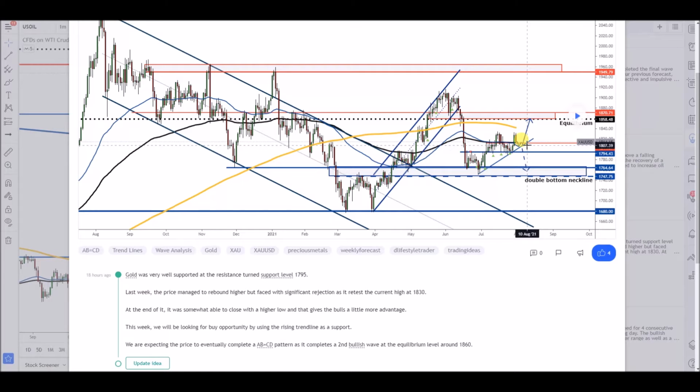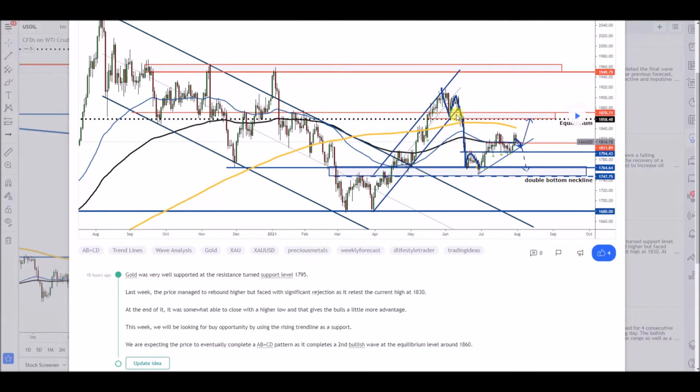So this week we will be looking for buying opportunities by using the rising trend line as a support, and we are expecting the price to eventually complete an ABC pattern as it completes the second bullish wave at the equilibrium level around 1860. Essentially, what that means is we are looking to buy as the price pulls back right here. As you can see, what I did not mention in this post is that if you are able to identify, this is actually an Elliott wave.